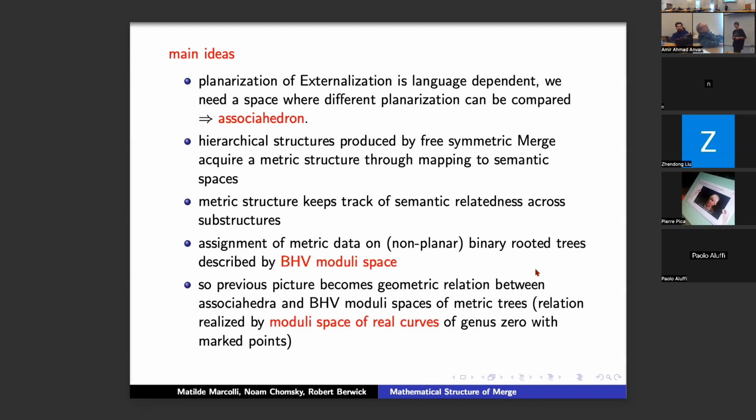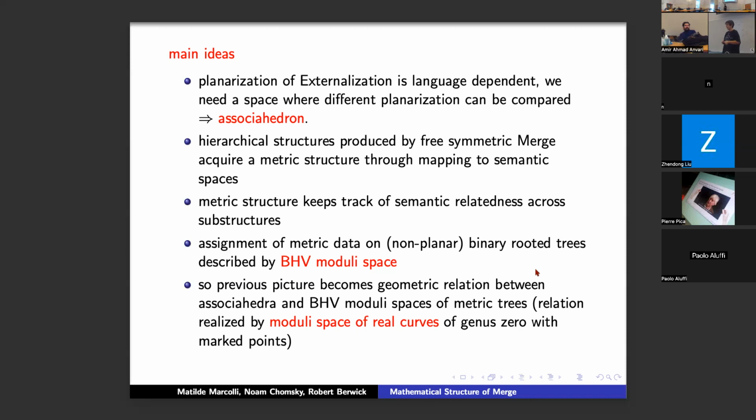The thing that keeps track of all the different possible planarizations of an abstract binary rooted tree is a geometric object that is called the associahedron in mathematics. I'll tell you in a moment what it is. So this is the place that's designed to take into account the different choices of planarization and how to go between one and the other.